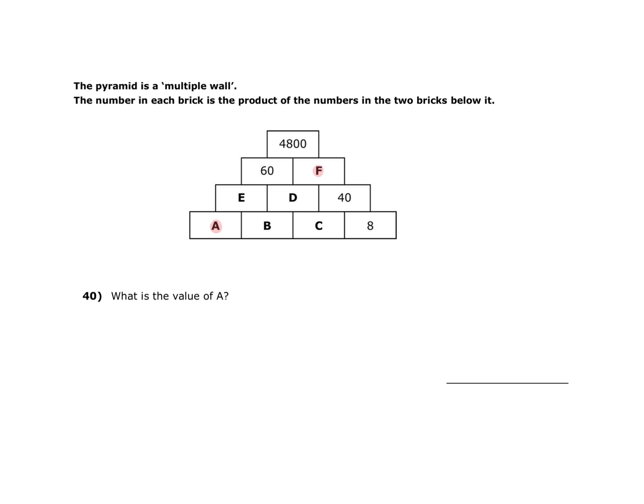So, for example, F must be 80. I know that 6 times 8 is 48, so 60 times 80 will give 4,800. That means the value of D must be 2, because of course 2 times 40 would give us 80. E therefore must be 30, because 2 times 30 would give 60.